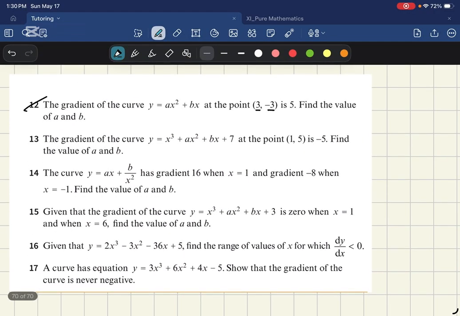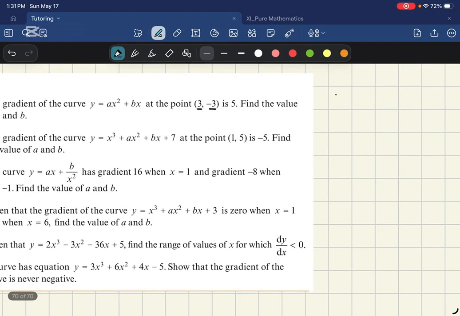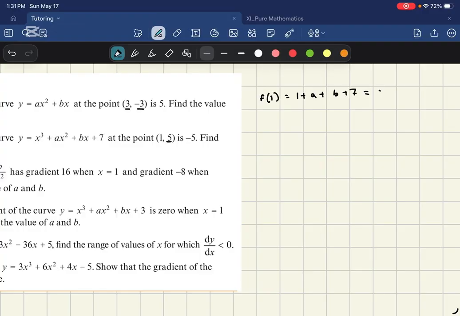So 13 is actually the same thing, right? So if I substitute 1, f of 1 is just 1 plus a plus b plus 7, which is equal to 5, if f of 1 is given to be 5. So a plus b plus 8 is equal to 5. a plus b is going to be minus 3. And then we know that f dash of x, if I find the expression, is going to be 3x squared from this, plus 2ax, 2 times a, and then x to the power 2 minus 1 is just x, plus b.